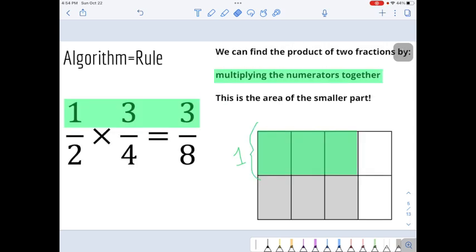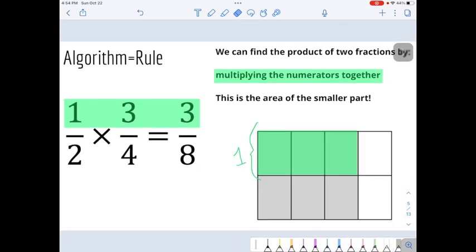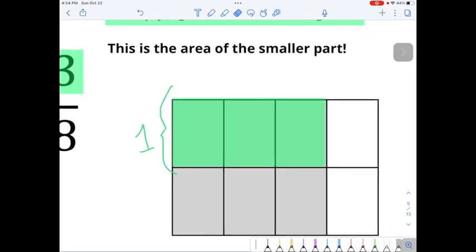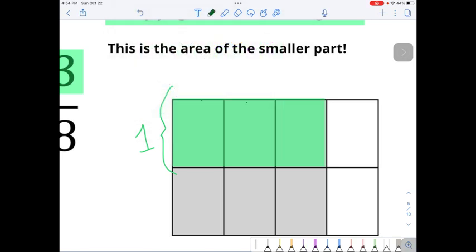So going back to that weird complicated thing about multiplying the numerators together, and that gives you the product of the parts. All right, so here we go. You see up here that it says 1 times 3. When we are multiplying the numerators together, we're actually finding the area of the smaller part. We're finding the area of the 1/2. So I can see that this green is 1 tall. Let's grab a different color green. And it's 1, 2, 3 wide.